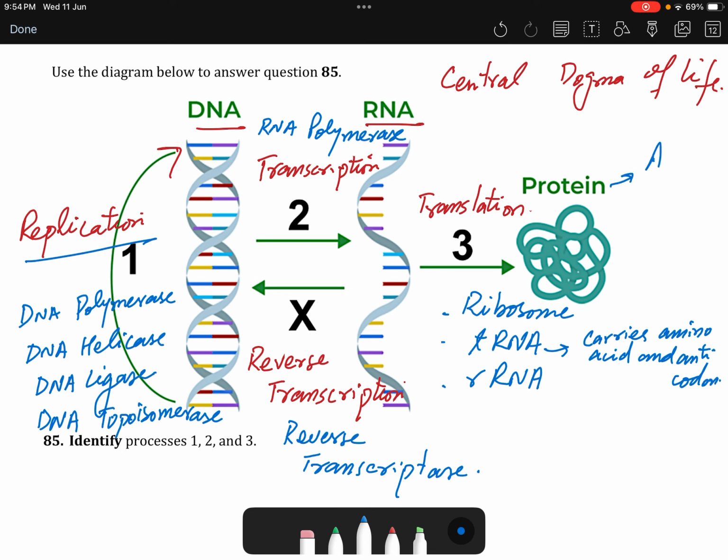Protein is made up of amino acids. And how is it made up of amino acids? Because these amino acids join together by a peptide bond. So this is how you say that they join together by a peptide bond.